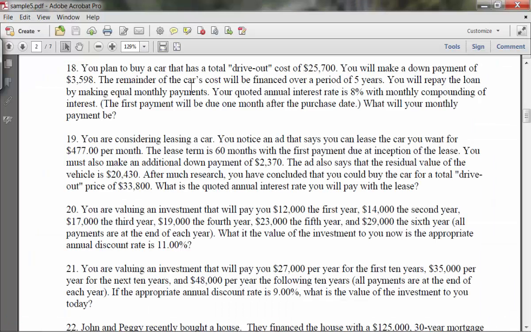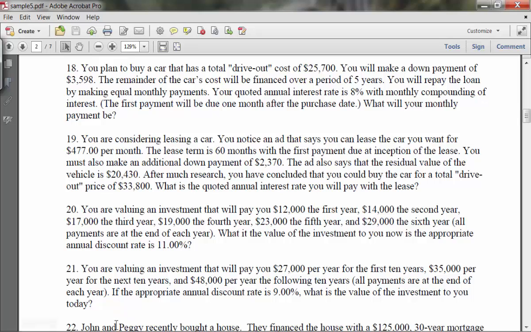You plan to buy a car that has a total drive-out cost of $25,700. You will make a down payment of $3,598. The remainder of the car's cost you'll take out a loan for, and you will pay the loan off at the end of 5 years. You will repay the loan by making equal monthly payments. Your quoted annual interest rate is 8%, with monthly compounding of interest, obviously. The first payment will be due 1 month after the purchase date. What will your monthly payment be?